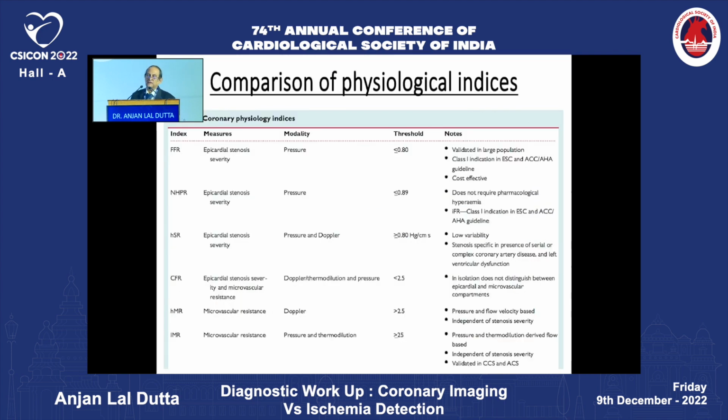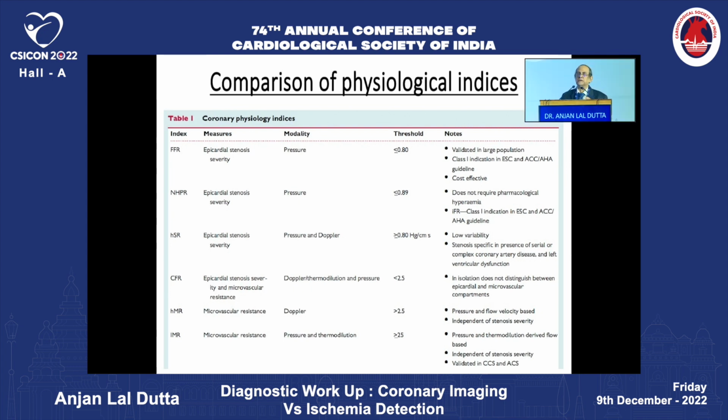The comparison of physiological indices: these are some of the important figures that we should keep in mind. One who is practicing cardiology, practicing interventional cardiology, must have all this knowledge in terms of what is the figure that we should look at, what is the figure that we should try to avoid. Say for example, FFR, you all know 0.8, NHPR, non-hyperemic pressure ratio, 0.89, epicardial stenosis severity, pressure and Doppler, 0.8, and then the other figures are there which are not yet fully established, but these are some of the suggestions.